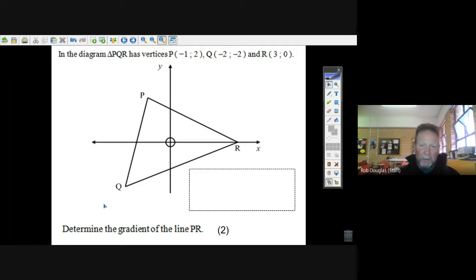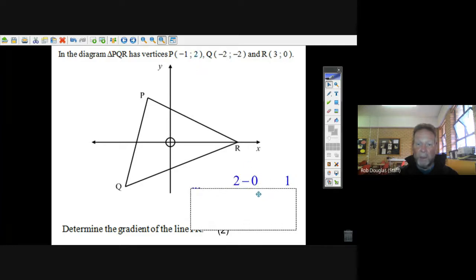Okay, let's look at the next question. Determine the gradient of the line PR. I mean, we just did a gradient. We must need it for something else. So coming up, in fact, we do. But let's do the gradient of PR. Well, there's our P, there's our R. We just subtract the y values, which is 2 minus 0, and then -1 minus 3. Well, 2 minus 0 is 2, and -1 minus 3 is -4.